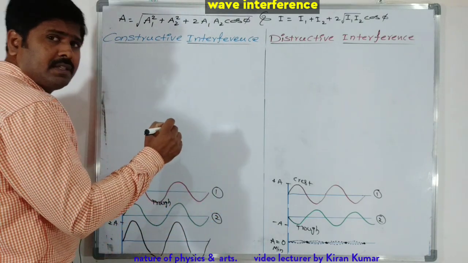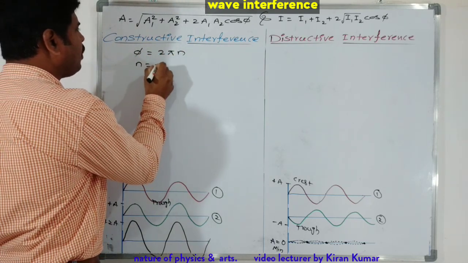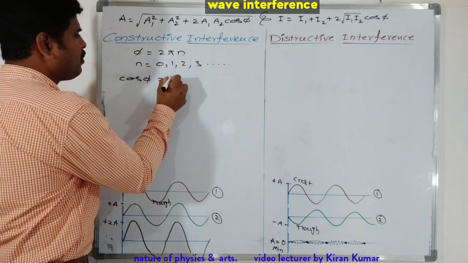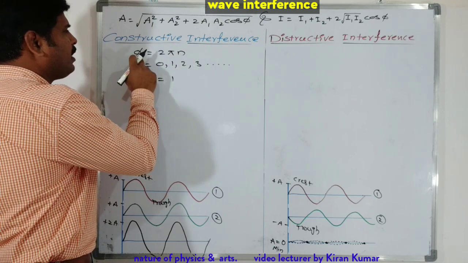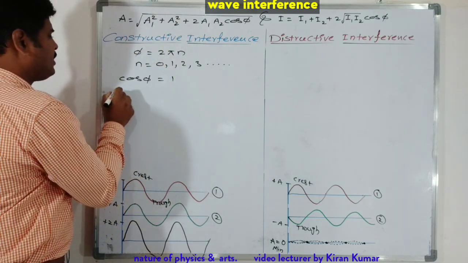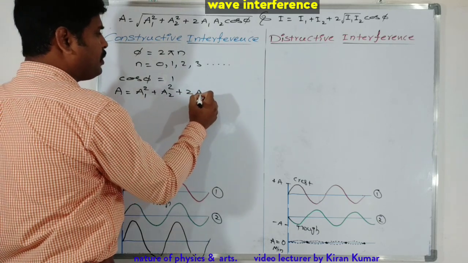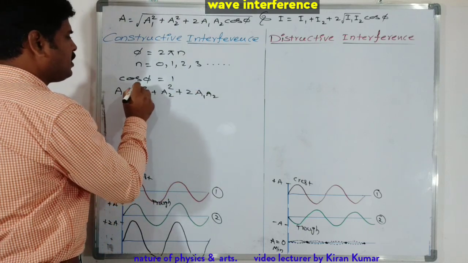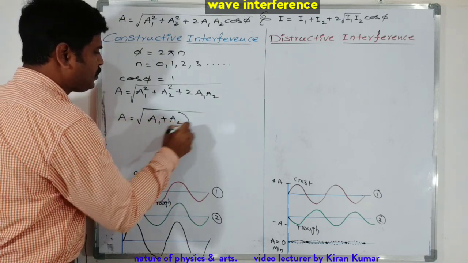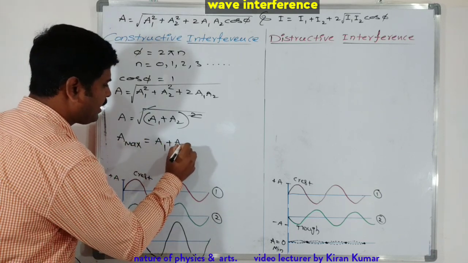Try to understand step by step. See here, the condition for constructive interference: phi equals pi n, where n equals 0, 1, 2, 3 and so on. So here cos phi equals 1. For example, n equals 0 is taken, so phi equals 0 and cos 0 equals 1. Then the resultant equation: A equals root over A1 square plus A2 square plus 2 into A1A2 into 1. Continuing, A equals root over A1 plus A2 whole square, the root gets cancelled. So here the amplitude A is maximum, that is A1 plus A2.